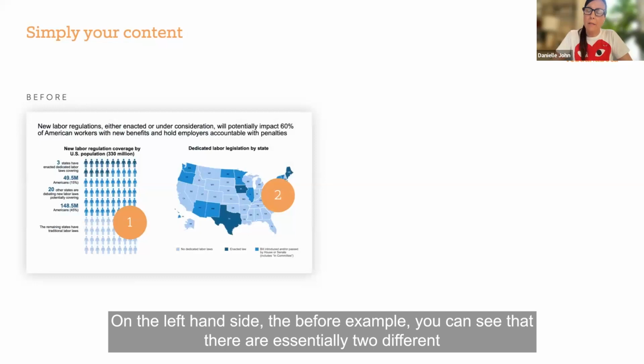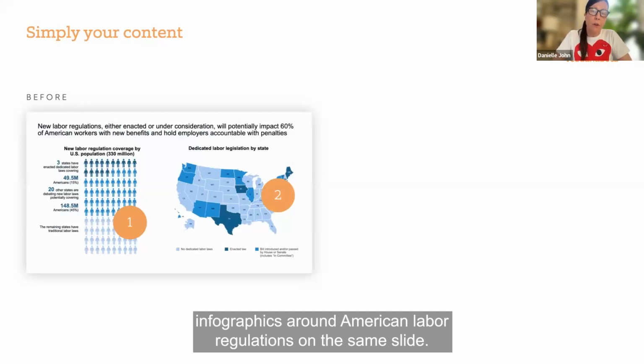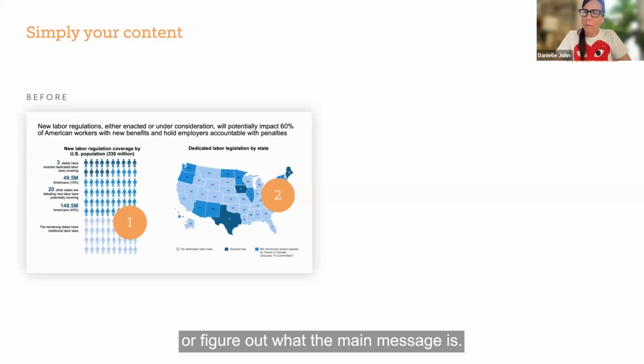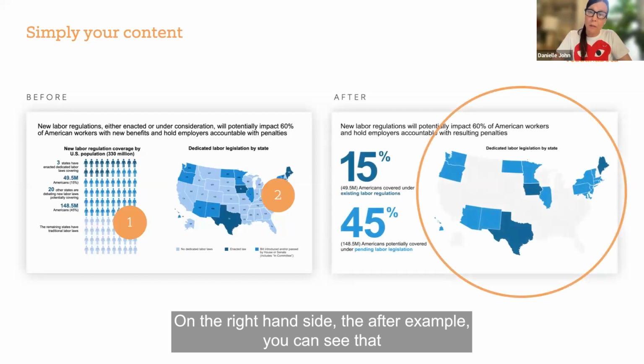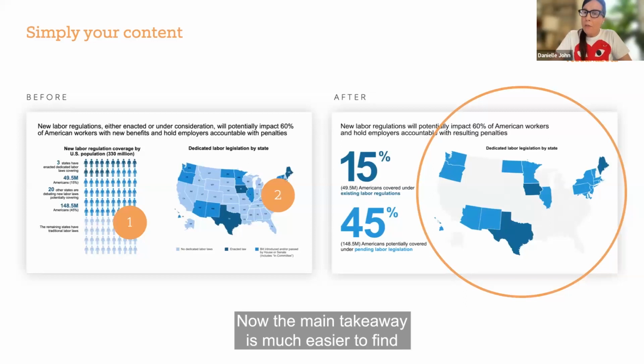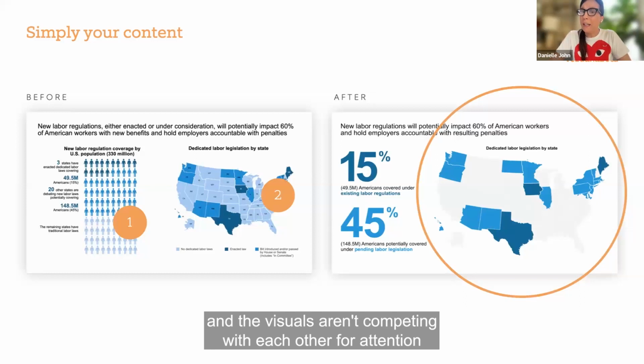On the left-hand side, the before example, you can see that there are essentially two different infographics around American labor regulations on the same slide. Already, the viewer has to struggle to know where to focus or figure out what the main message is. On the right-hand side, the after example, you can see that we've combined the two main visuals into a single infographic. Now the main takeaway is much easier to find, and the visuals aren't competing with each other for attention.